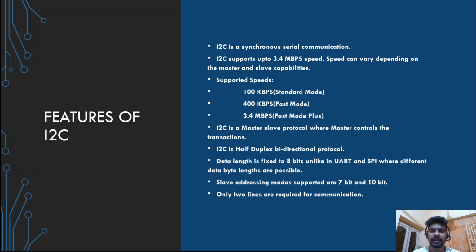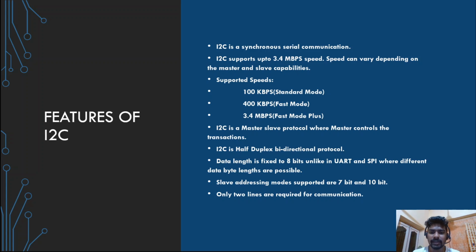The standard speeds in I2C bus communication are 100 kbps, which is known as standard mode, 400 kbps, which is known as fast mode, and 3.4 Mbps, which is known as high speed mode. I2C is a master slave protocol. So there will be masters as well as slaves on the I2C bus, and the master controls the transactions.